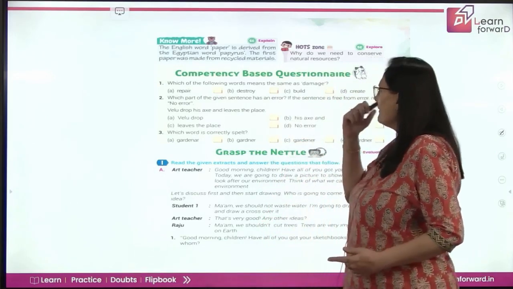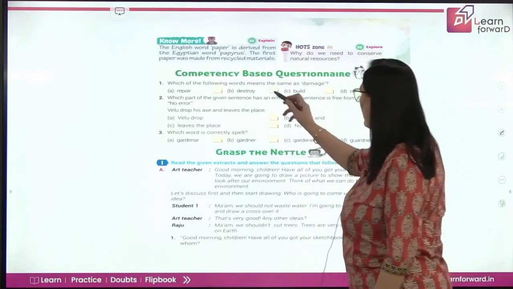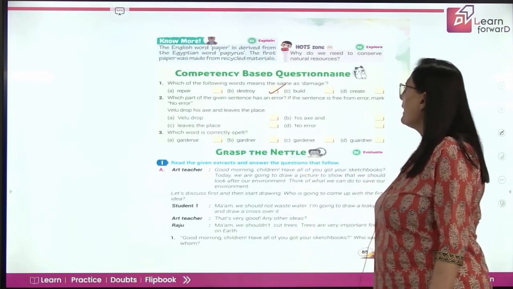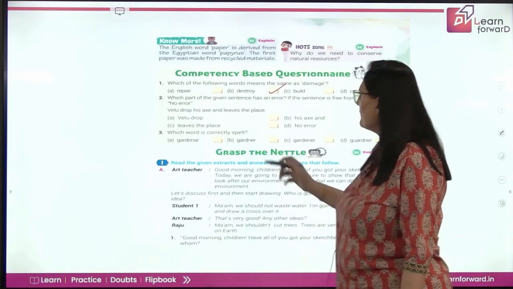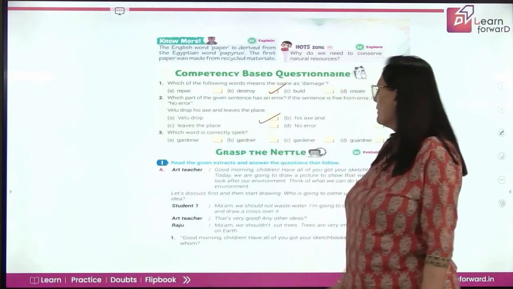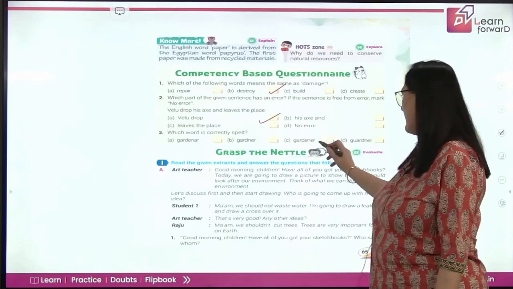Let's come to the exercise. Which of the following words means the same as damage? Correct. Destroy. Which part of the given sentence has an error? Velu drop his axe. Yes, this one. Which word is correctly spelled? The correct spelling of gardener is, yes, the C part.